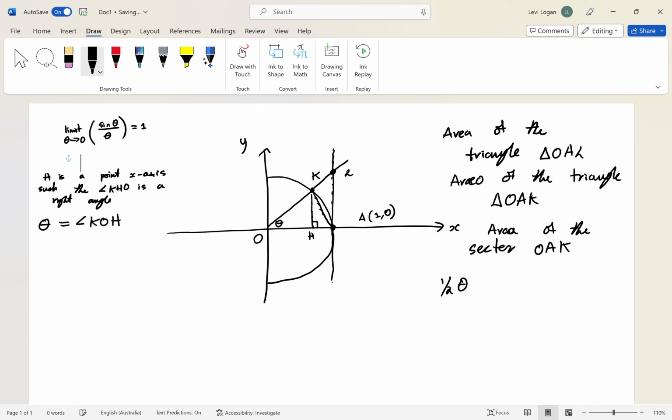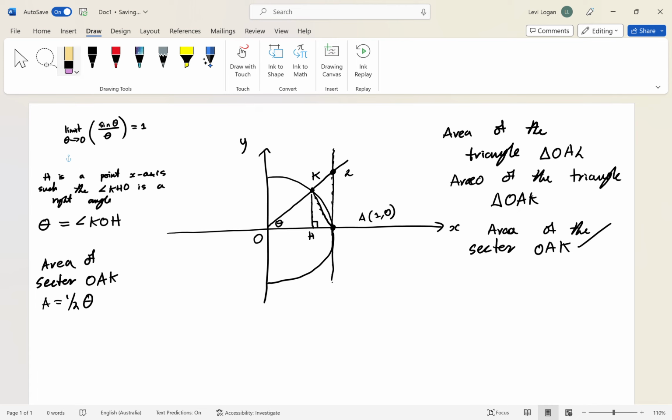Okay? So we have that done. So that's the area of a sector. I'm just going to move that information over here. So the area of sector OAK is a half of theta. Okay? You might have seen that in textbooks for sectors. Because that has a length of 1 and that has a length of 1, so the area of this is just a half of theta. Okay.